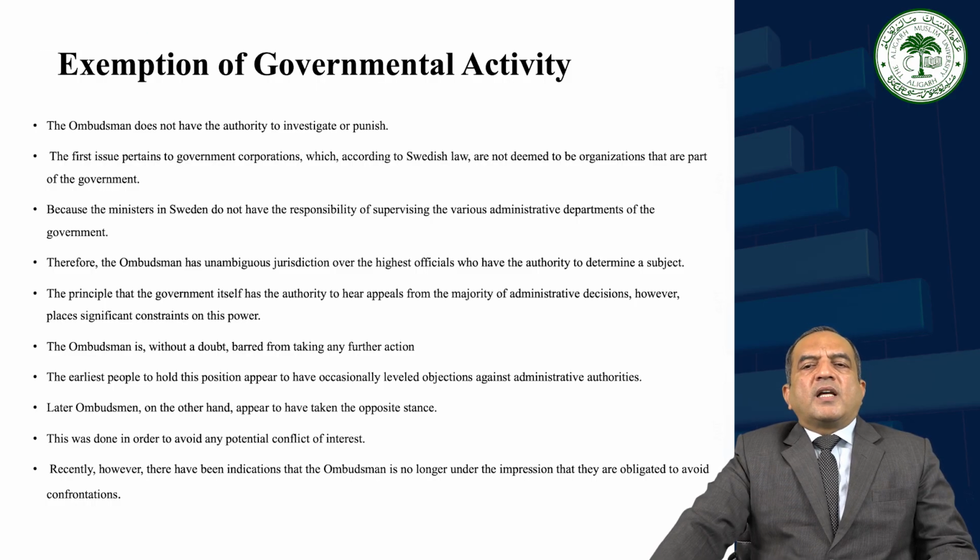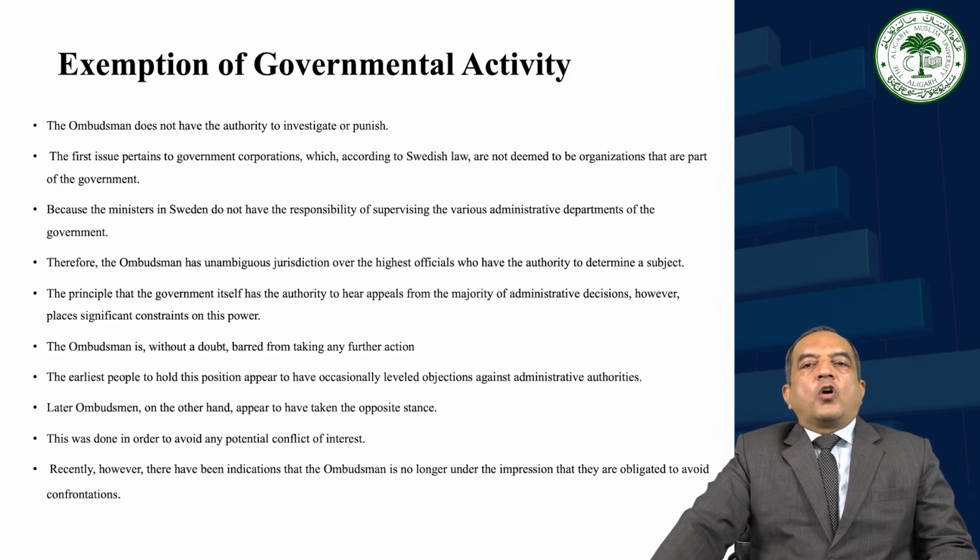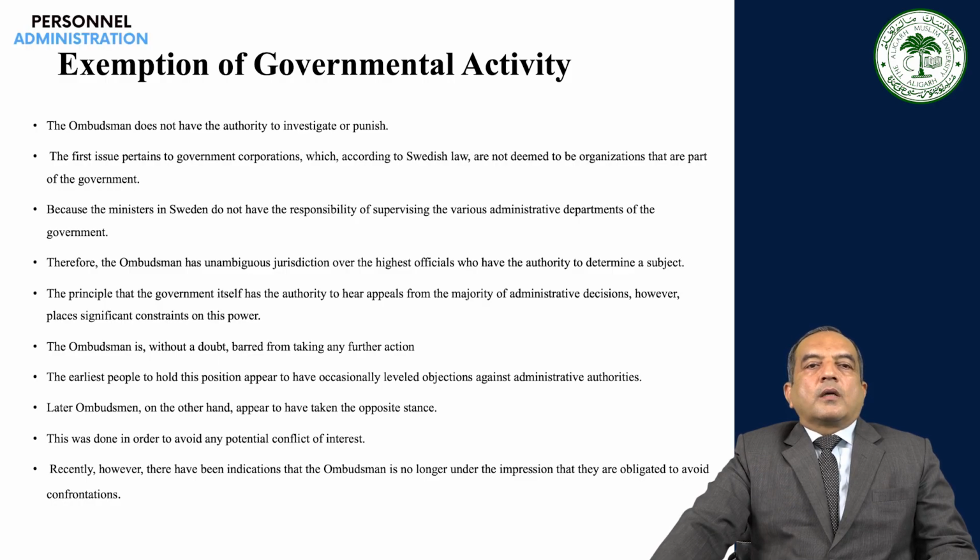Later ombudsmen, on the other hand, appear to have taken the opposite stance, taking care not to intervene against any administrative decisions until it was apparent that the subject would not be sent to the government. This was done in order to avoid any potential conflict of interest. Recently, however, there have been indications that the ombudsman no longer feels obligated to avoid confrontations with the government. Instead, they have shown that they are prepared to intervene in situations that can be appealed to the government.